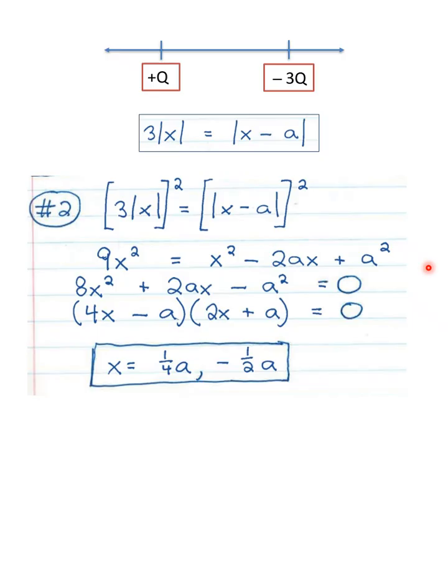Much easier than on the previous page. We get this in standard form: 8x squared plus 2ax minus a squared equals 0. We have to factor it, and it does in fact factor to 4x minus a times 2x plus a equals 0. And that factors nicely to x equals 1/4 a and negative 1/2 a.